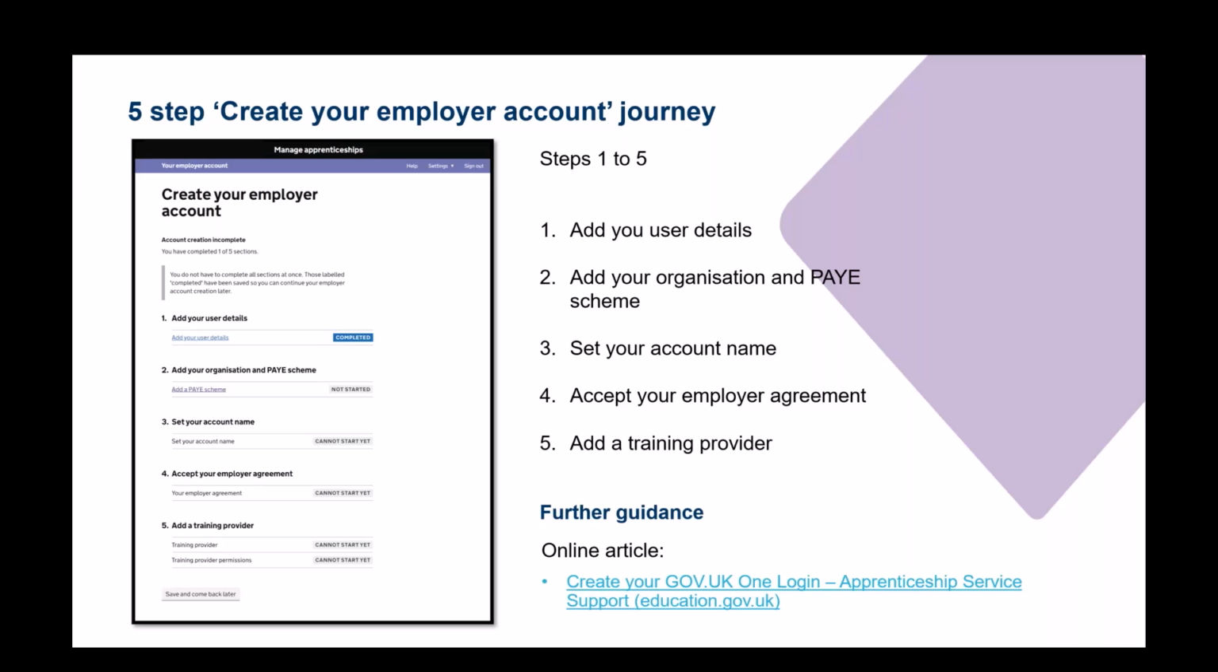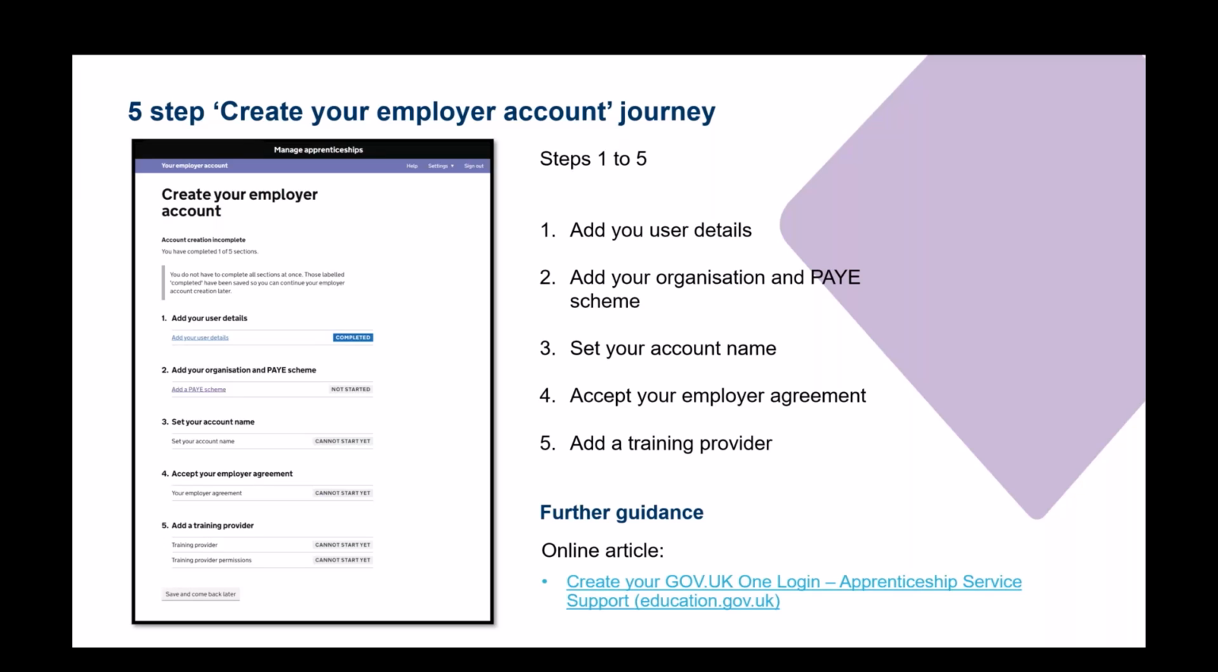After entering and confirming your details, you will be presented with our 5-step Create Your Employer Account task list. Step 1 is marked as complete, and the web page shows the remaining 4 steps required to create an employer account within the Apprenticeship Service. The 5 registration steps are: 1. Add your user details. 2. Add your organisation and PAYE scheme. 3. Set your account name. 4. Accept your employer agreement. And 5. Add a training provider.